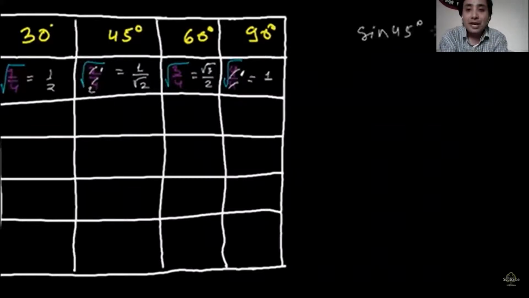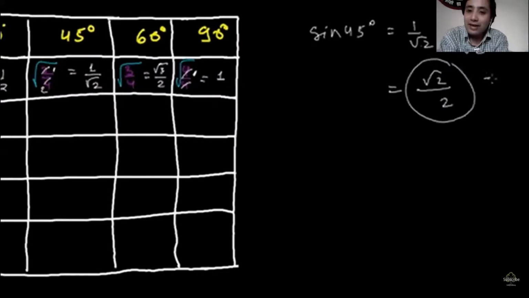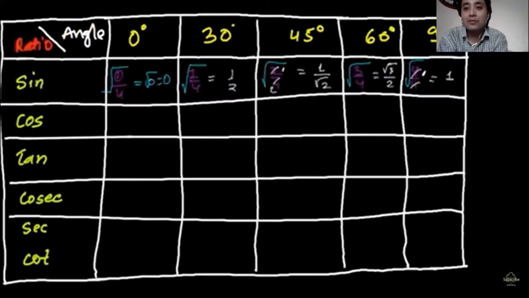Now generally we have found that sine 45 is 1 by root 2, but in certain countries they write root 2 by 2. How do they get that? They rationalize. That means for 1 by root 2, they multiply above and below by root 2 by root 2, getting root 2 by 2. But the standard form is that sine 45 is generally taken to be 1 by root 2.